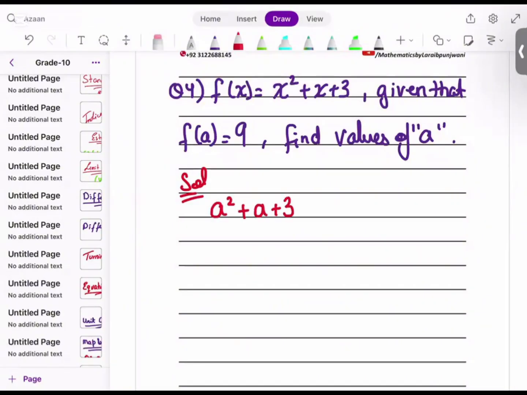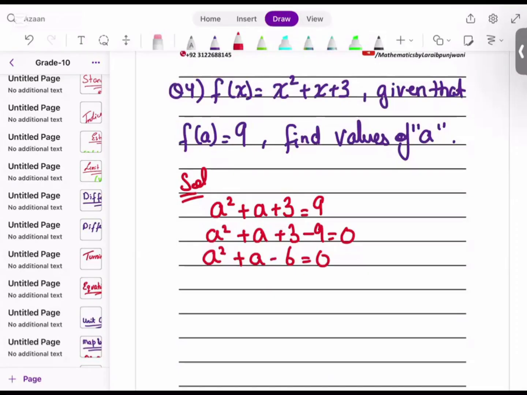The first one is minus 3. Yes. And the second one is? I'm still doing it. Okay, great. Very good. You are doing correctly. Second one is 2. Okay.